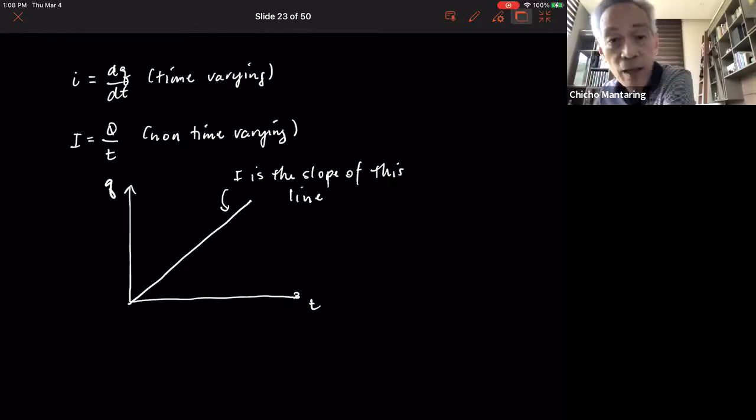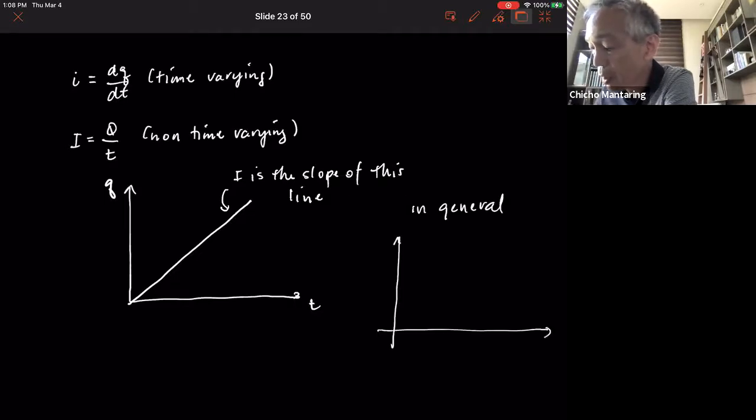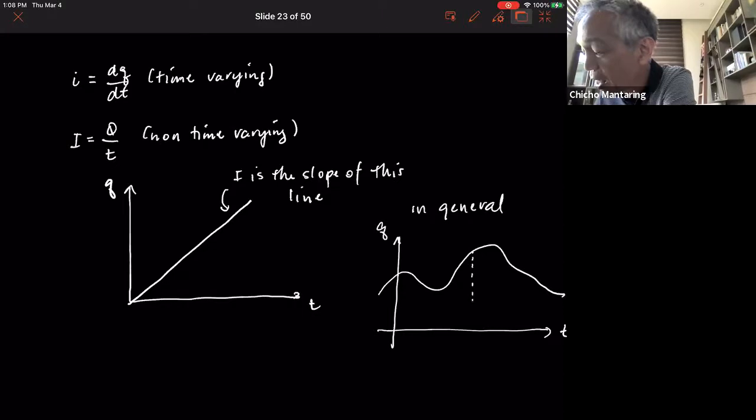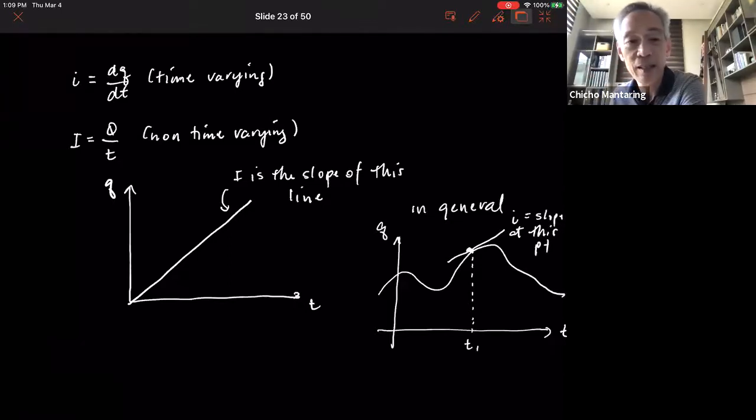In general, the relationship between Q and T may not be linear. It might have a strange curve. When this is the case, I depends on the actual value of T. For example, at T1, what is I? I is the slope of the line, the instantaneous value of I at this point. So this is the case where you get a constant I, and this is the case where you get a time varying I.